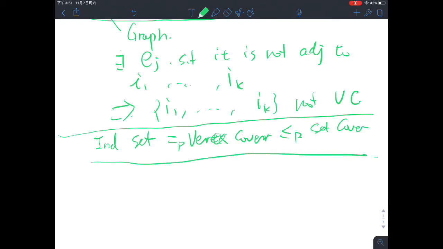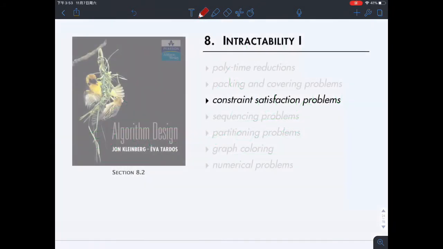Right. So now let's switch back to the slides and move to the next reduction problem. Our last topic today would be the constraint satisfaction problems. Sometimes people call it CSP, right?